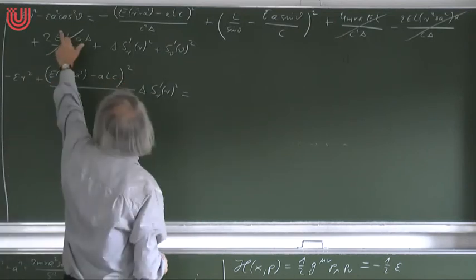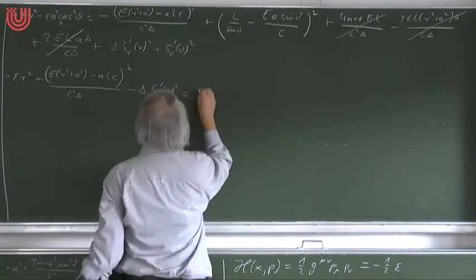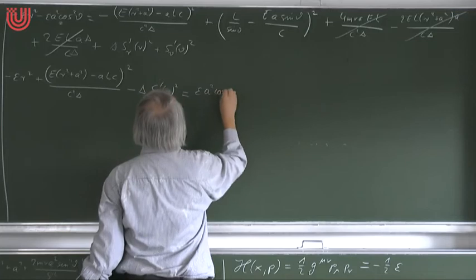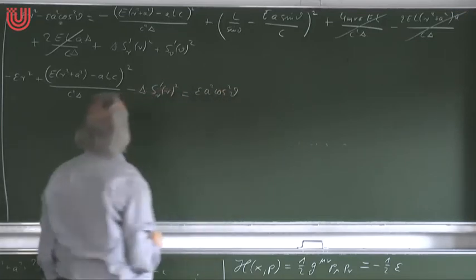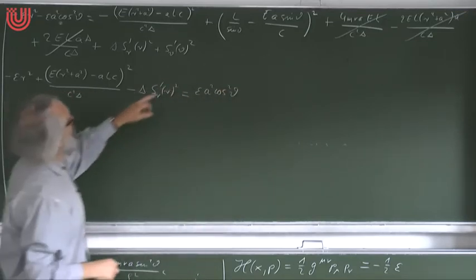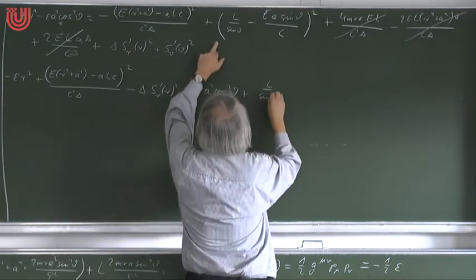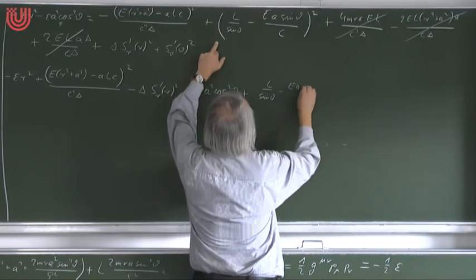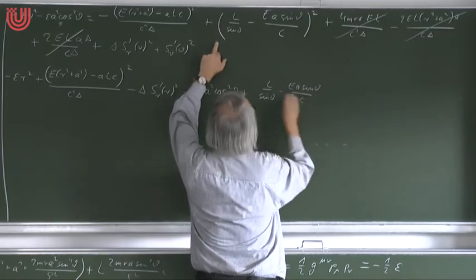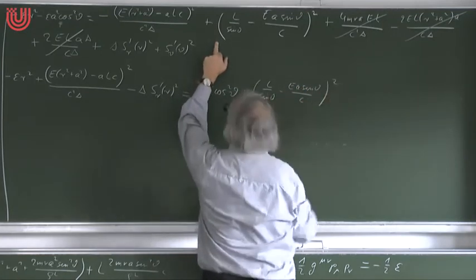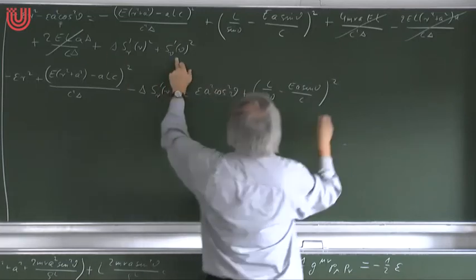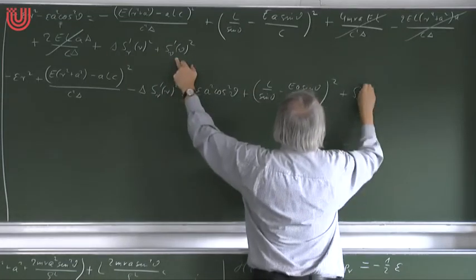Let's begin with this here. This comes to the right-hand side. It's epsilon R squared, A squared cosine squared theta. Then this term is on the right-hand side with a plus sign. Minus EA sine theta over C squared, and this here is on the right hand side with a plus sign.